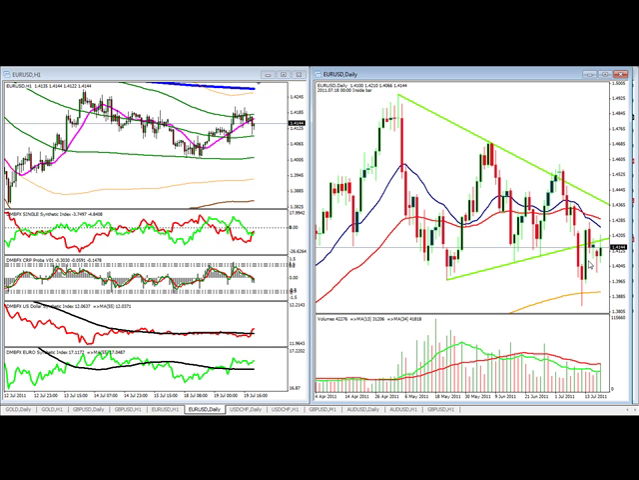Why are we ranging? There's this uncertainty about what's going on with the debt ceiling in the States, and the uncertainty about what's going on with the bailouts of some of the PIGS in the Eurozone: Portugal, Ireland, Greece, and Spain.